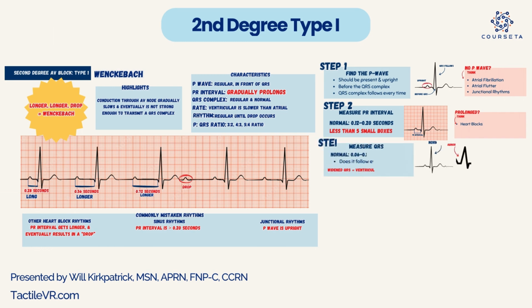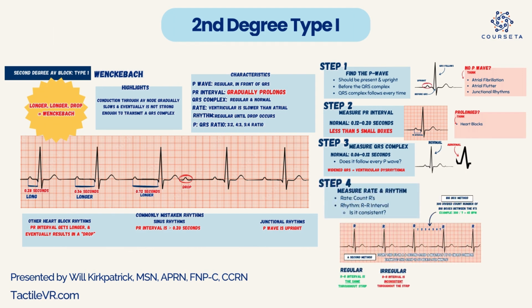Step number 3, let's measure the QRS complex. The QRS complex is okay because it's less than 3 small boxes, so it's not a ventricular arrhythmia of any sort. Step number 4, measure the rate and the rhythm. Our rate here is 1, 2, 3, 4, 5, so 50 beats per minute. And our rhythm checks out because the R to R intervals are consistent.